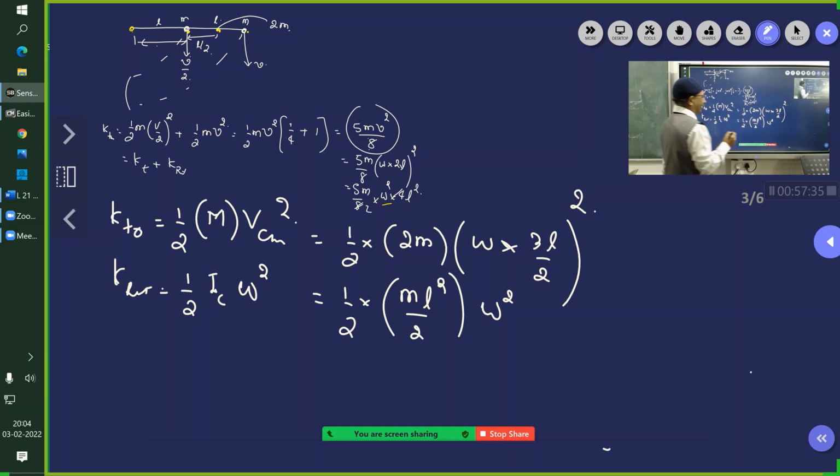Sir, but the total distance will be 3L by 2. So the moment of inertia about that one, only IC, will be the new IC. This will be the center of mass.